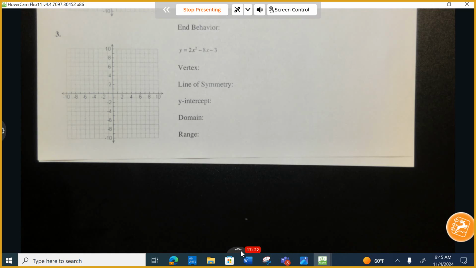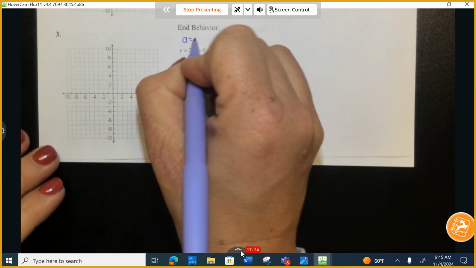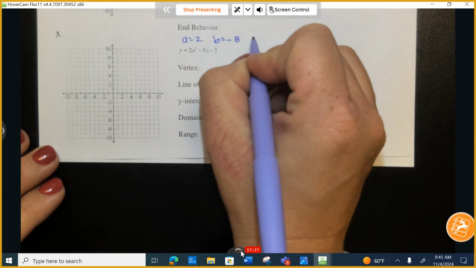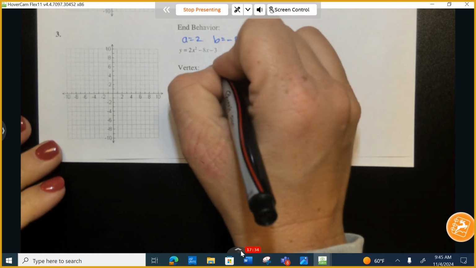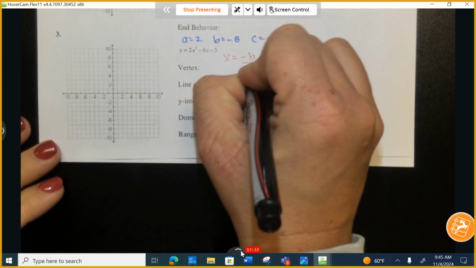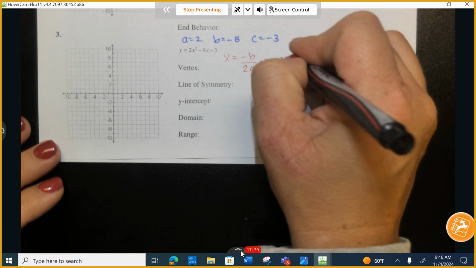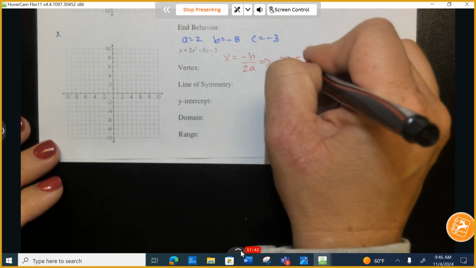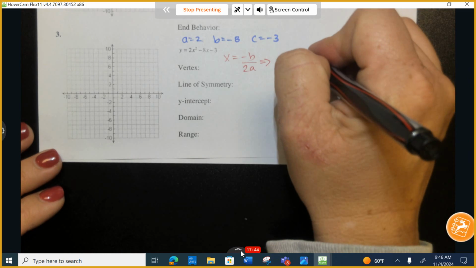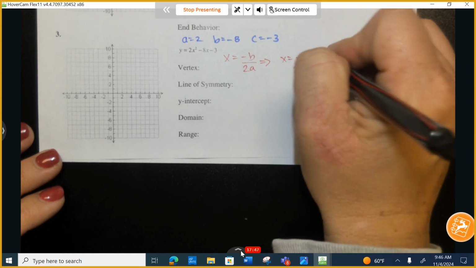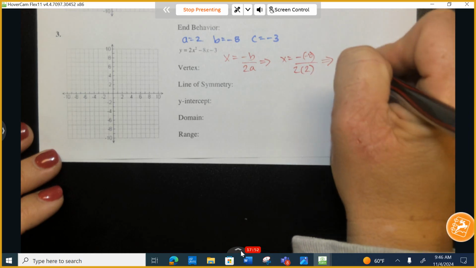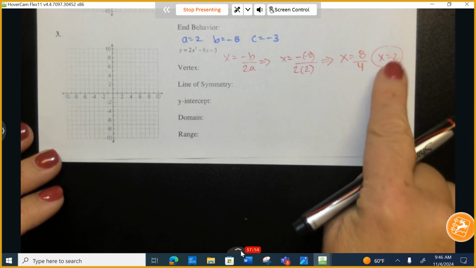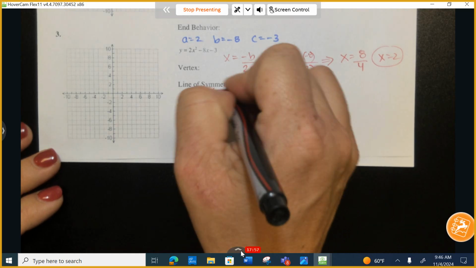Let's look at number 3. I'm going to start by identifying the A, the B, and the C. Next, we're always going to use the equation x equals negative b over 2a. So I'm going to put in parentheses where the A and the B go. The B is on top, the A is on the bottom. 2 negatives make a positive, and 2 times 2 is 4. So I have x equals 2. This will always be the equation for the axis of symmetry.